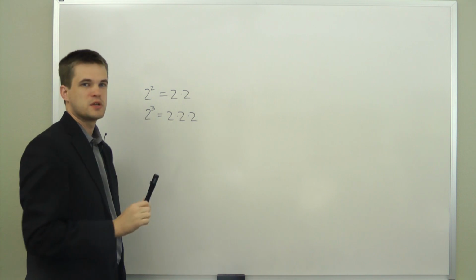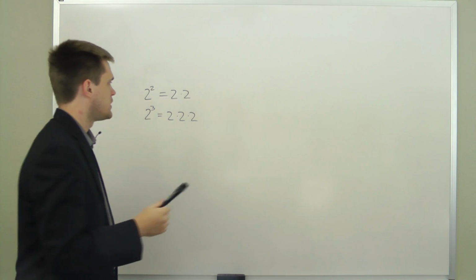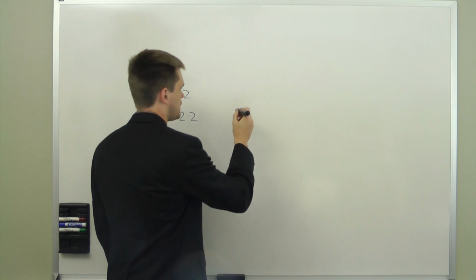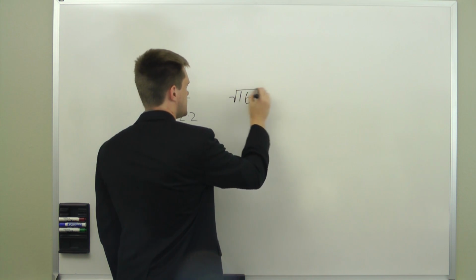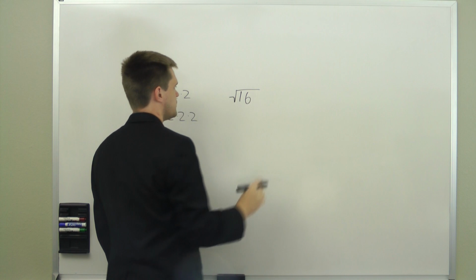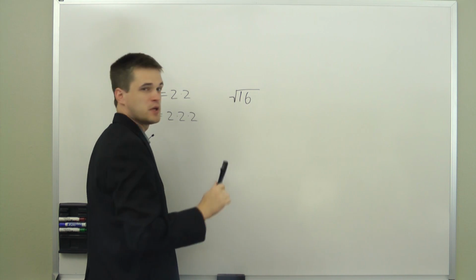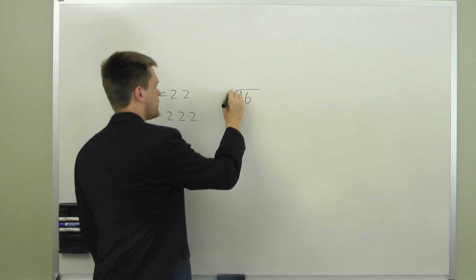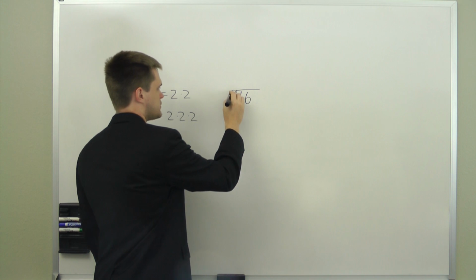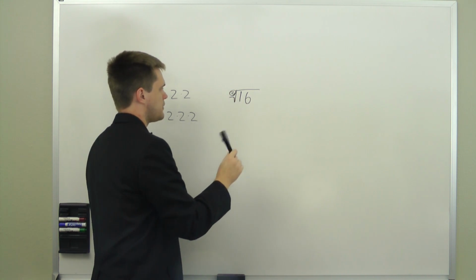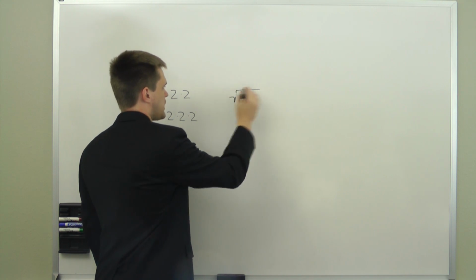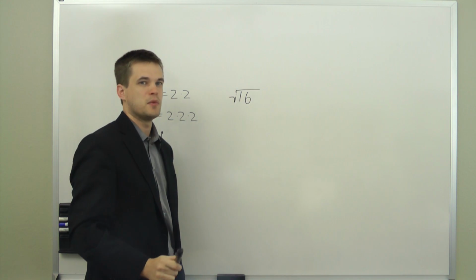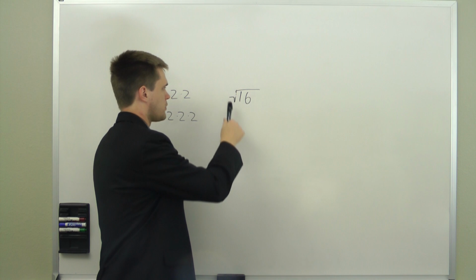A root is kind of the opposite of this. So let's take, for instance, the square root of 16. This is a radical symbol, and this tells us that we're taking a root. If there's no number up here, the number is assumed to be 2. So without any numbers up here, the radical sign designates a square root, or a root to the power of 2.